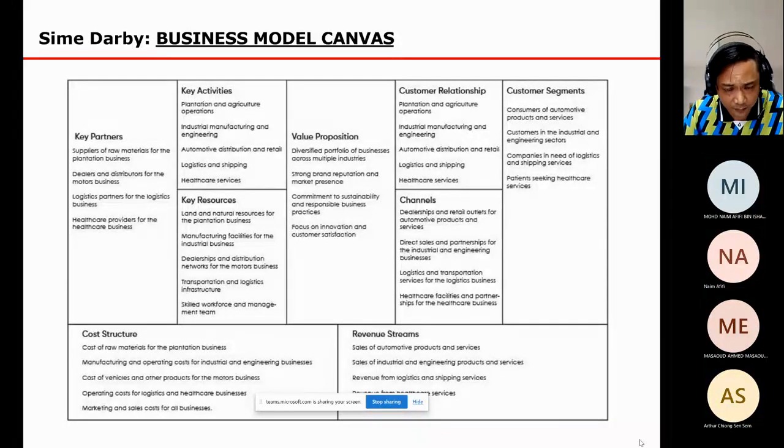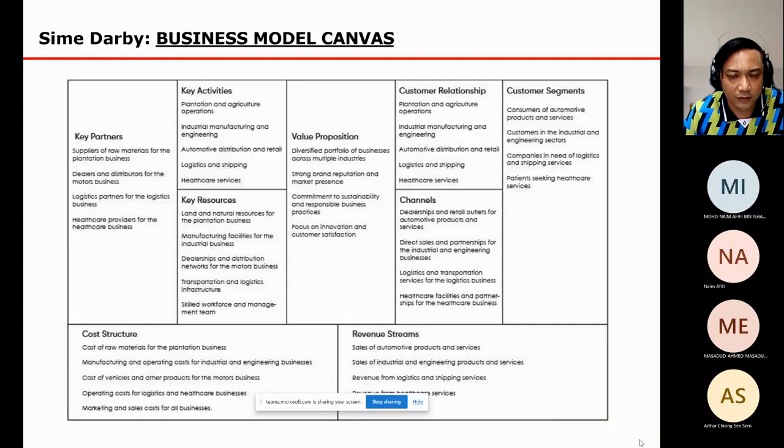For the key activities, there are plantation and agriculture operations. They also have main activities in industrial manufacturing and engineering, automotive distribution and retail, next is logistics and shipping, and also healthcare services. Their key resources are the land and natural resources for the plantation business, manufacturing facilities for the industrial business, and a dealership and distribution network for the motor business. They also have transportation and logistics infrastructure, and the key resources also come from the skilled workforce and management team.